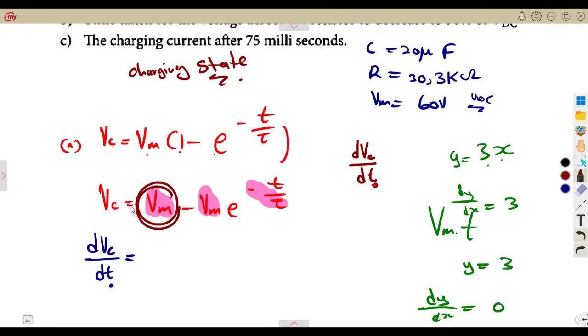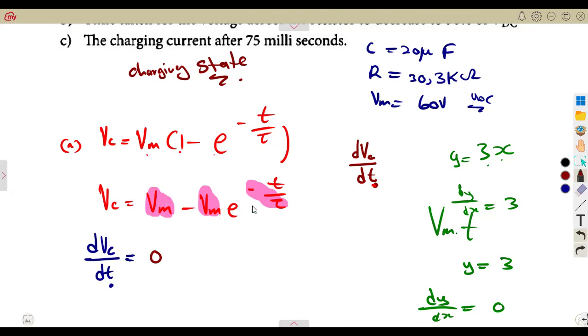So to differentiate Vm with respect to t, there is no t here. With respect to t, there is no t. So it's a constant on its own. There's nothing, so its derivative will give us a 0. Okay? Then we differentiate this part of E, this one.